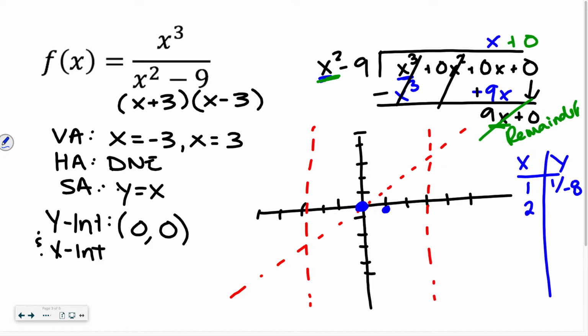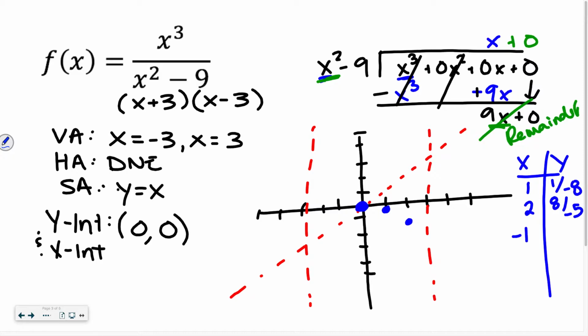2 is in there. I'll put in 2. 2 cubed is 8. 2 squared is 4 minus 9 is negative 5. Now, if you're doing this without a calculator, don't freak out. 8 divided by negative 5. You can get that in one time, but not two. So it's somewhere between negative 1 and negative 2. That's really all you need to know, right?